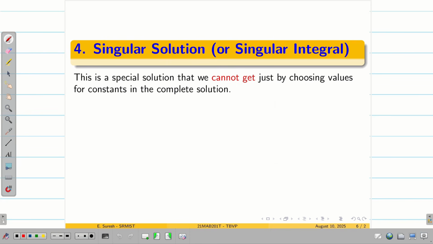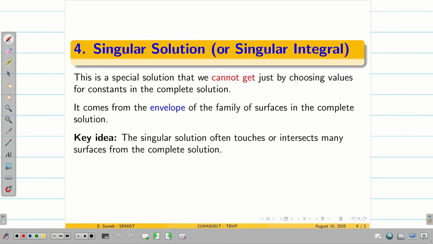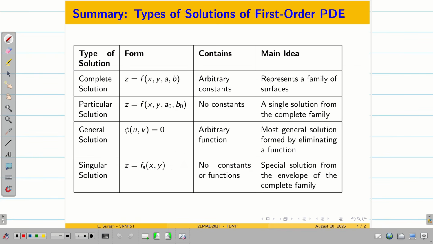Finally, we have singular solution. It is a very special solution that cannot be found just by choosing some values for constants or putting some functions in the complete solution. It comes from the envelope of the family of surfaces in the complete solution. So the singular solution often touches many surfaces of the complete solution. It is unique and not part of the usual family. While you solve the problems, you can understand what this is. So now you can see the clear picture.